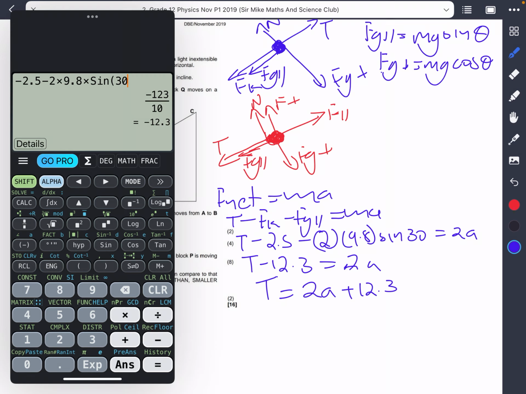So what I'm going to do now, since there's nothing I can do any further because I don't know what T is, right? In this case, I'm trying to find A. So I'm going to try to find that acceleration again using block Q now.